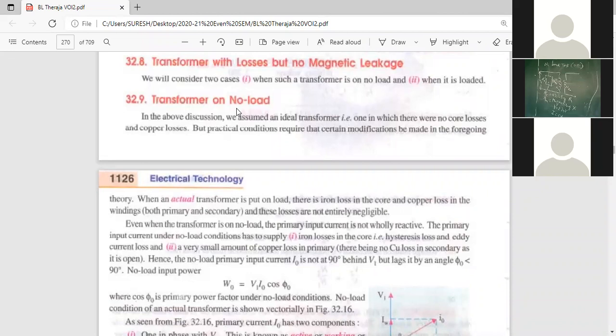So now, transformer, in our lab we are having a 230 volts, 5 ampere transformer. So in open circuit test, we have to apply rated voltage, 230 volts. For what? By applying rated voltage, what are you determining? Iron loss. Suppose if you apply only 200 volts or 180 volts or 150 volts, we won't get the complete iron loss.